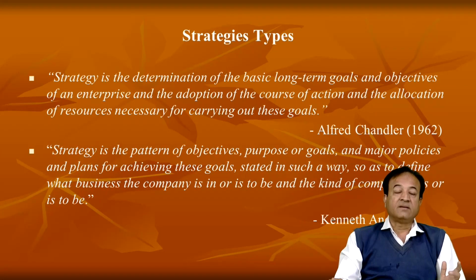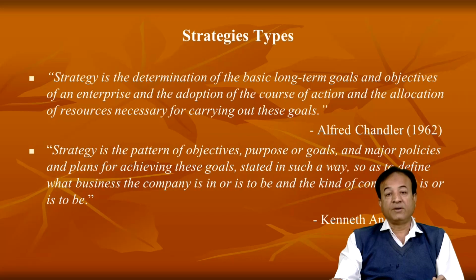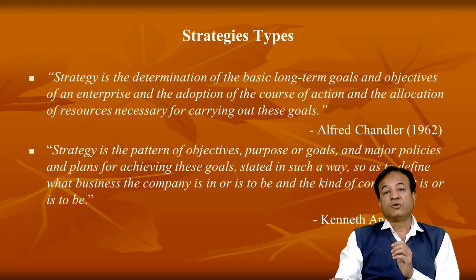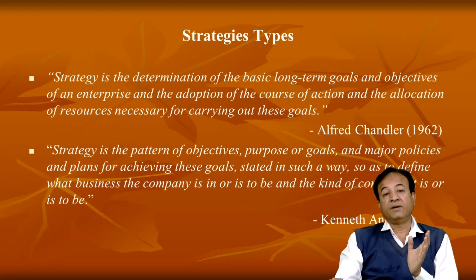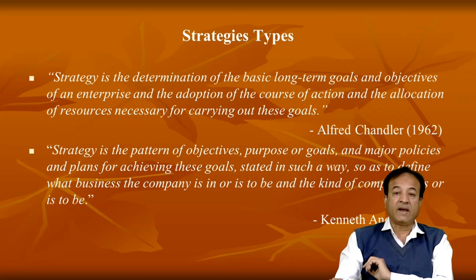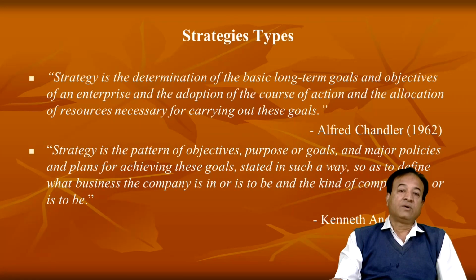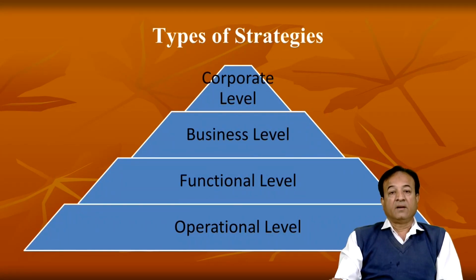1962. Second definition: strategy is the pattern of objectives, purposes or goals, and major policies and plans for achieving these goals, stated in such a way as to define what business the company is in or is to be, and the kind of company it is or is to be. Kenneth Andrews. Now, types of strategies: corporate level, business level, functional level, and operational level.